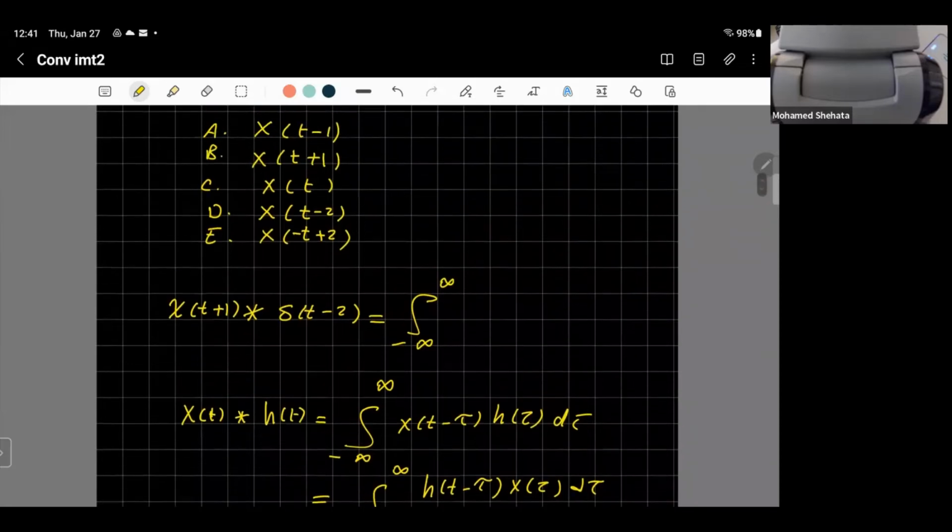In this problem, what do you think? Consider this is x and that's h. Which one will you exchange by tau, and which one will be t minus tau? Because that's what's happening: one is t minus tau and one is tau. Which one, and why? Would you like me to give you a hint?